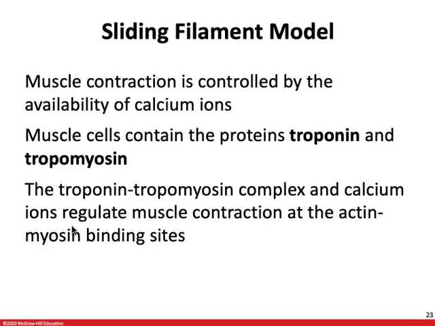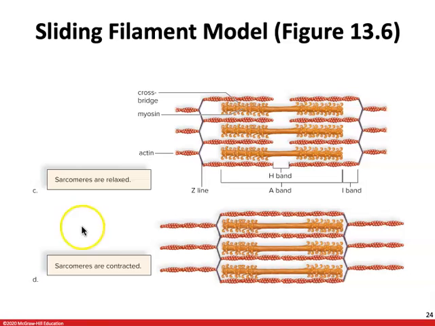Muscle cells contain the proteins troponin and tropomyosin, and that troponin-tropomyosin complex and calcium ions can ultimately regulate that muscle contraction at the actin-myosin binding sites. So they're going to be responsible for controlling that binding.